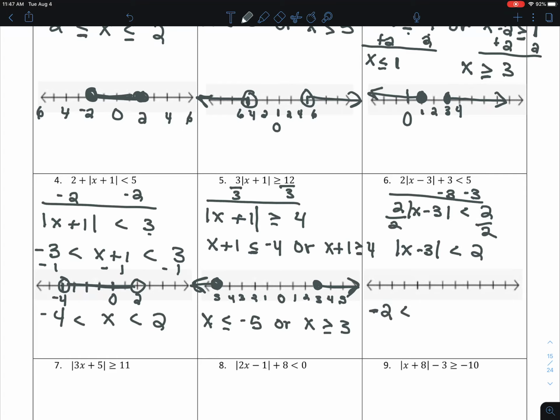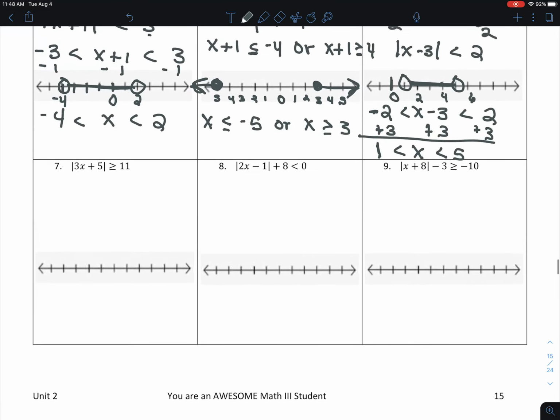So once again, we have to set up our inequality. So we have negative 2 is less than x minus 3 is less than 2. Then we add 3 to all sides. So we get 1 is less than x is less than 5. That's 1, this is 2, 3, 4, 5. So between 1 and 5, and it's an open circle on each of those and shaded in between. Okay, boys and girls, what I want you to do is pause the video, and I would like for you to do the last 3.